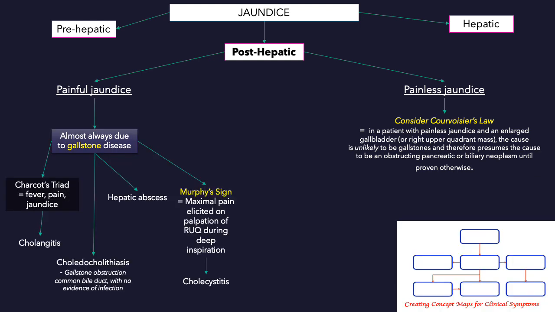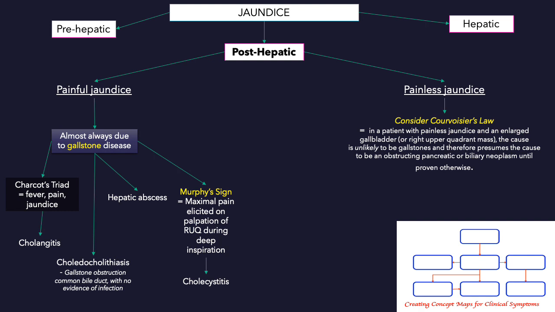Now, in painful jaundice, firstly you need to look out for Charcot's triad, which is fever, pain, and jaundice. And if this triad is present, you should suspect cholangitis. Remember, cholangitis is a medical emergency because these patients can deteriorate rapidly. They need blood cultures and empirical antibiotics urgently.